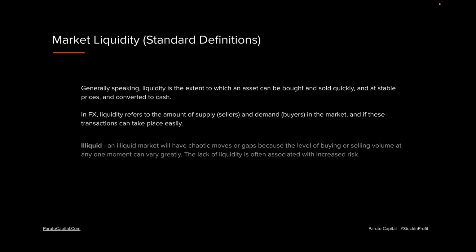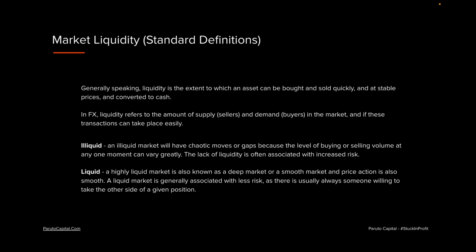That's what they mean. Now, we'll talk about the definition of illiquid. An illiquid market will have chaotic moves or gaps because the level of buying or selling volume at any one moment can vary greatly. The lack of liquidity is often associated with increased risk. A liquid market, on the other hand, is also known as a deep market or a smooth market, and price action is also smooth. So a liquid market is generally associated with less risk, as there is usually always someone willing to take the other side of a given position.